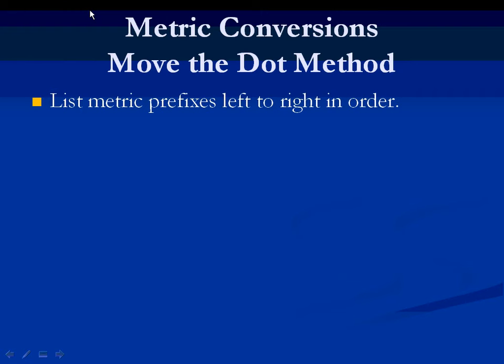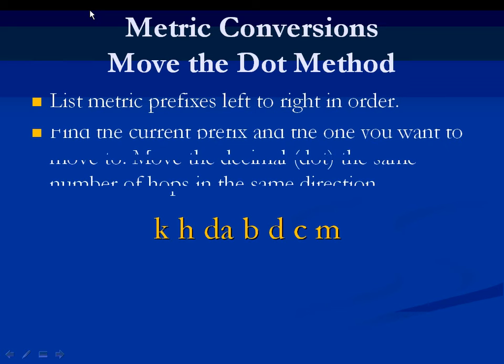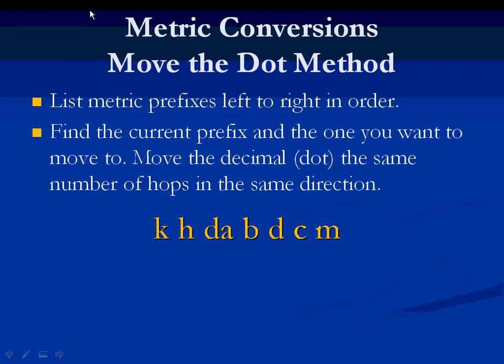You list your metric prefixes from left to right in order. KHD, BDCM. King Henry died by drinking chocolate milk. That's a good way to remember it. You want to find the prefix that you're on and then move the dot, move the decimal, the correct number of hops to wherever you want the prefix to be.